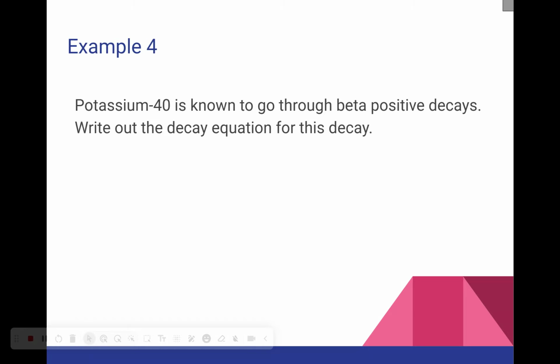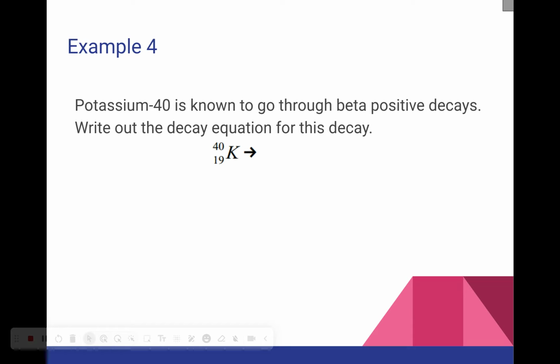Then we move on to writing out a beta positive decay. I tell you that potassium-40 is known to go through beta positive decays. This probably doesn't happen very often because they are comparatively a rare decay, but they will happen. So we could just observe this long enough and see it happen. I ask you to write out the decay.